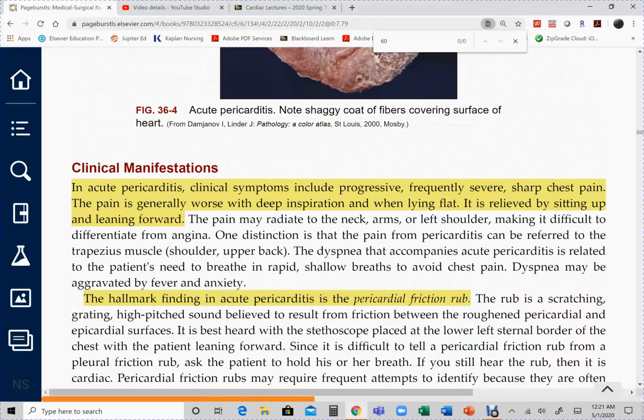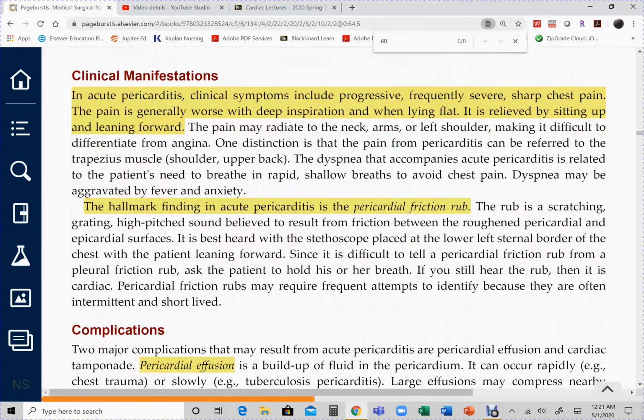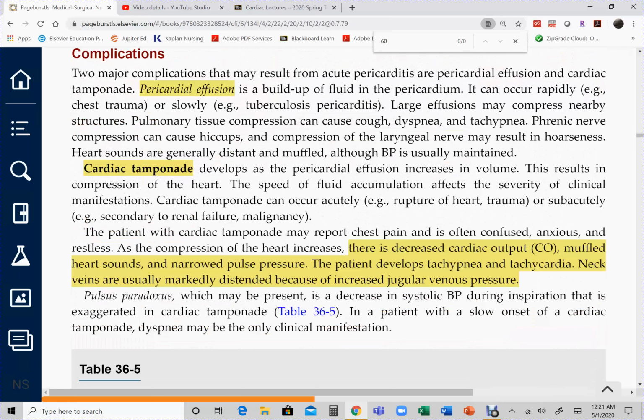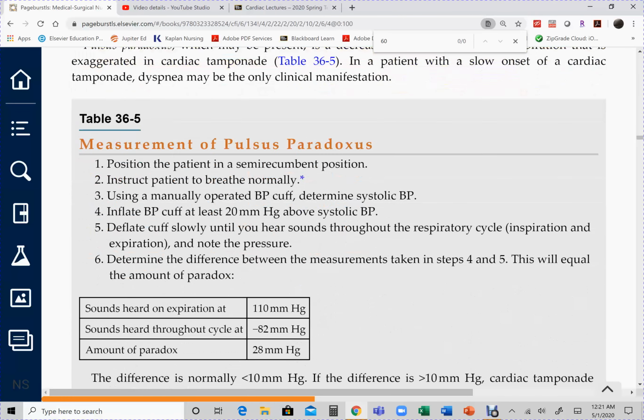This is not the same as the pericardial friction rub. The pericardial friction rub here is expected. Okay, this is not life-threatening because this is just the pain the patient feels because again the pericardium is very inflamed and the heart continues to beat against that inflamed sac. This one is a life-threatening complication wherein you have now increasing fluid, a fluid buildup inside the pericardium.